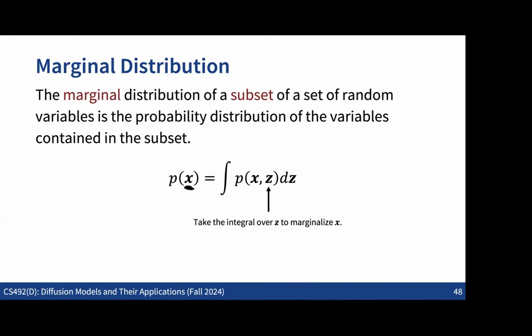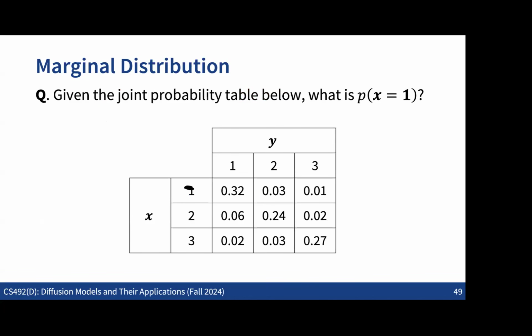So let's do a very easy exercise. Let's say this shows the joint probability for the given x and y here. If we want to get the marginal probability for x, what's the probability that x becomes 1? Yeah, should be 0.36, right? Just summing up all these values, right?